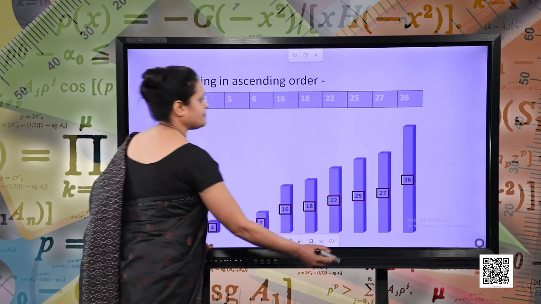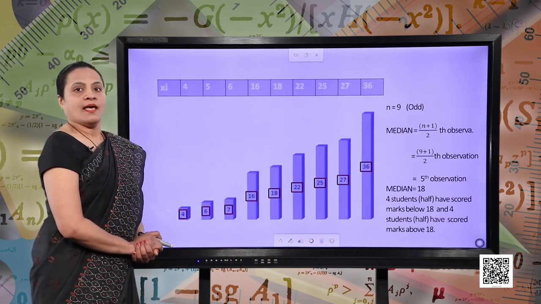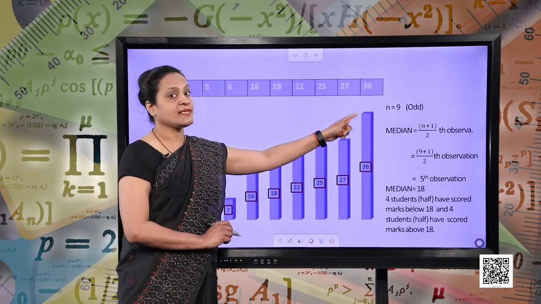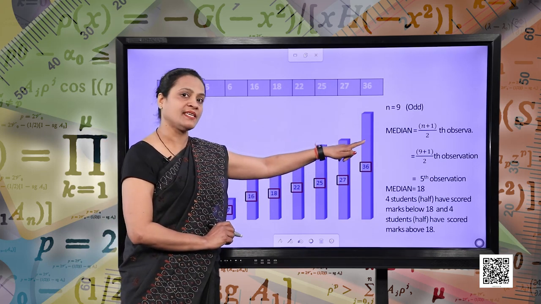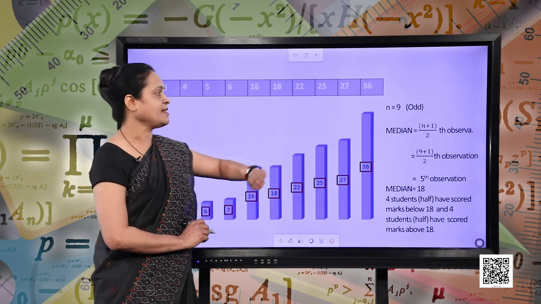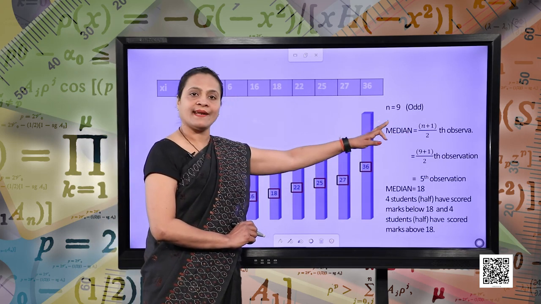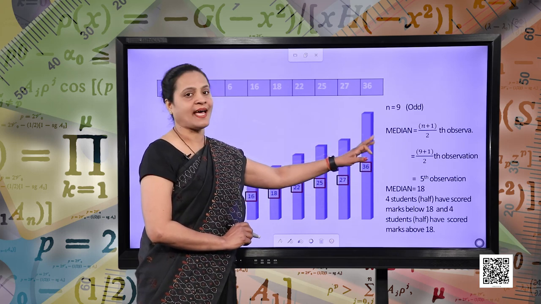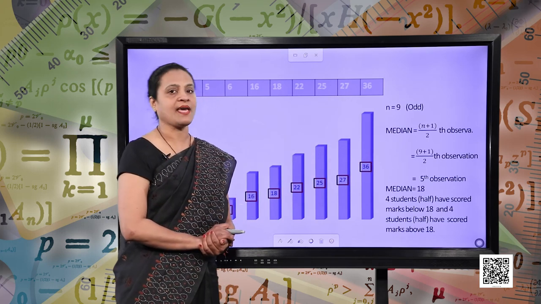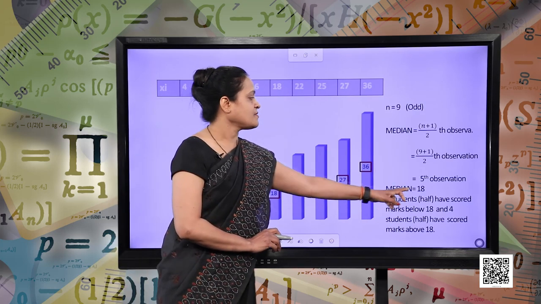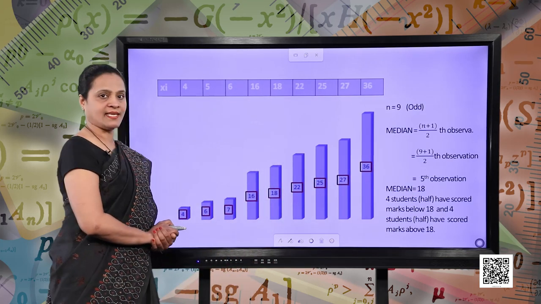So, when our number of observations is odd, as 9 in this case, how do we find the median, the middlemost observation? It will be (n plus 1) by 2. That is (9 plus 1) by 2, that is, the fifth observation will be our median. So, you can see that in this case we got the median as 18.